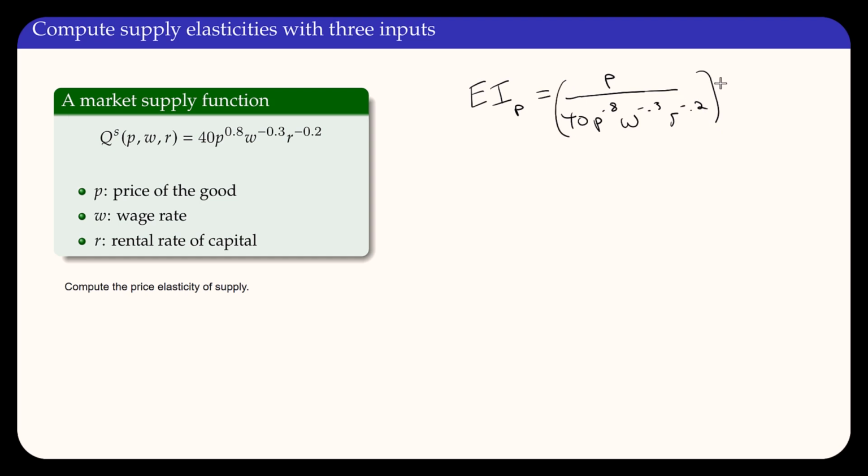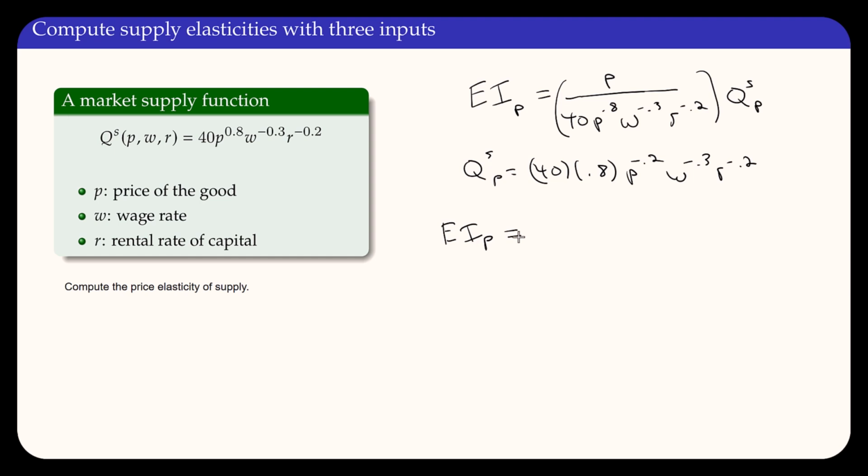We are going to multiply this by the partial of quantity supplied with respect to price, and that is equal to 40 times 0.8 times price to the power of negative 0.2, and then we're going to treat the other variables as constants. We have W to the power of negative 0.3 and R to the power of negative 0.2. And we're going to combine these two together, and when we do that, we get the elasticity.